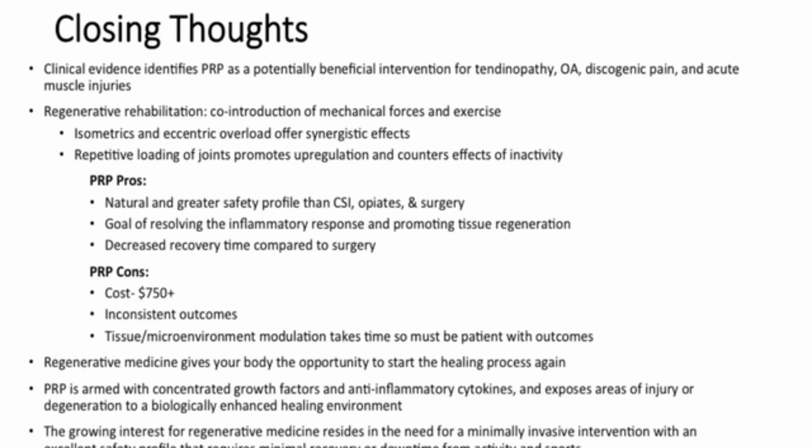Also, there's inconsistent outcomes, as you saw in the research that I presented. And lastly, the tissue and microenvironment modulation takes time, so people need to be patient with their outcomes.